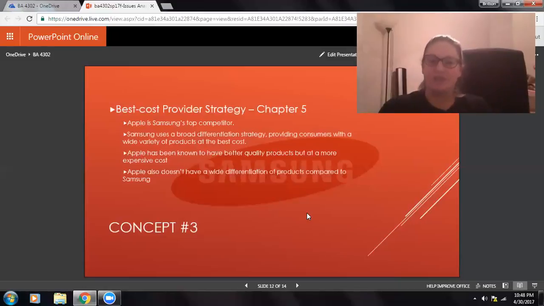So we have concept number three, best cost provider strategy. This relates to Apple being the top competitor against Samsung, which is one of the big issues. Samsung uses a broad differentiation strategy by providing consumers with a wide variety of products at the best cost. Apple has been known to produce better quality products but at a more expensive cost.